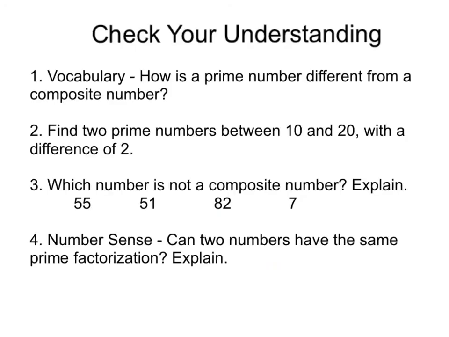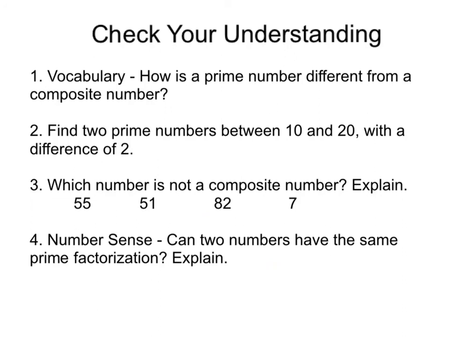Check your understanding. 1. Vocabulary. How is a prime number different from a composite number? 2. Find two prime numbers between 10 and 20 with a difference of 2. That means find two numbers between 10 and 20 that are prime, and there's a difference of 2 between those two prime numbers. Like between 12 and 14, there's a difference of 2.